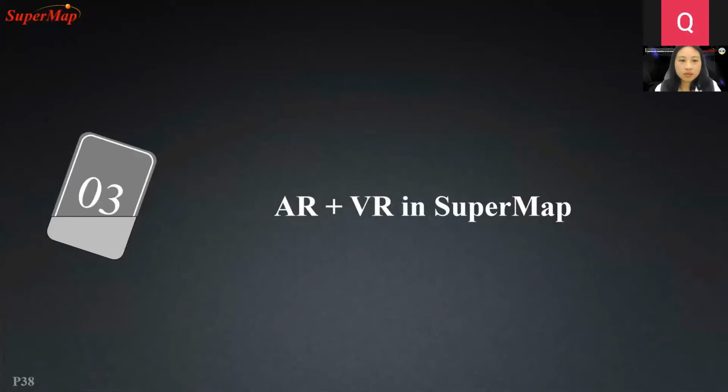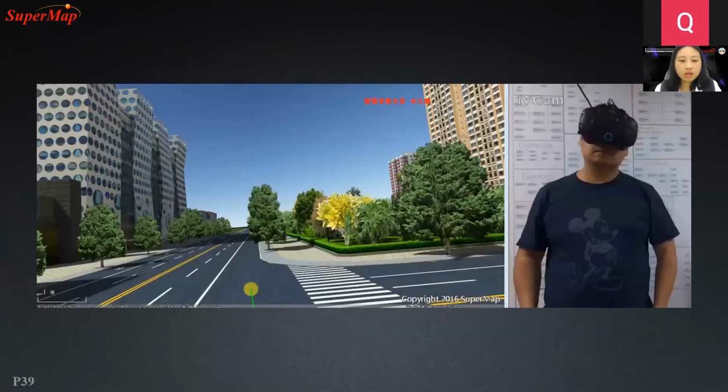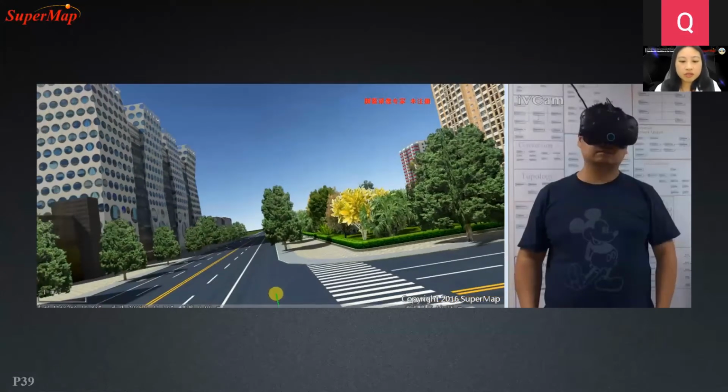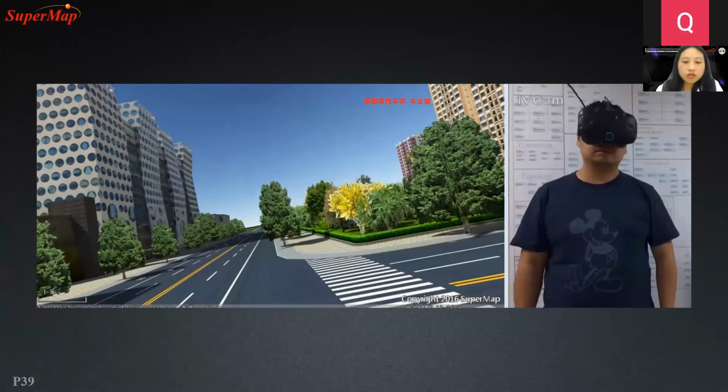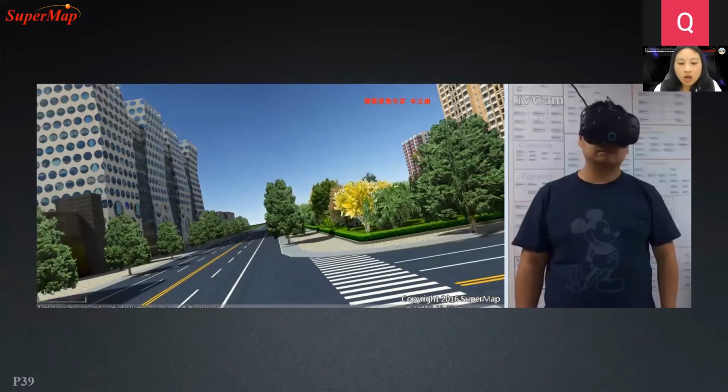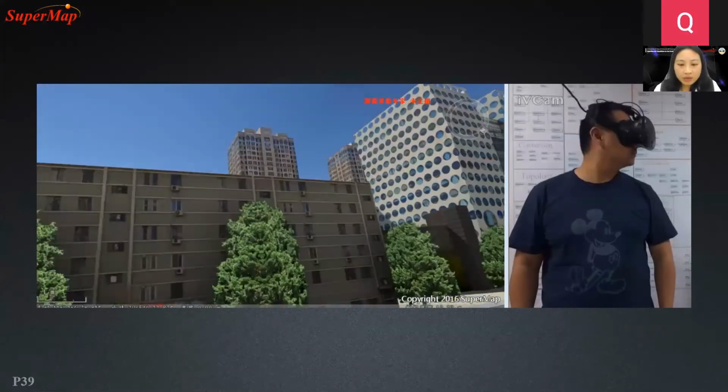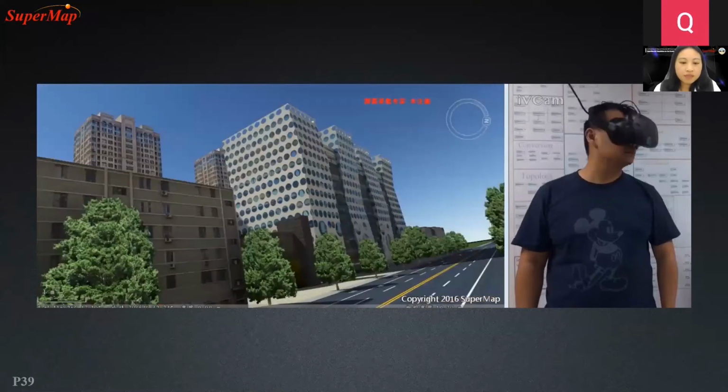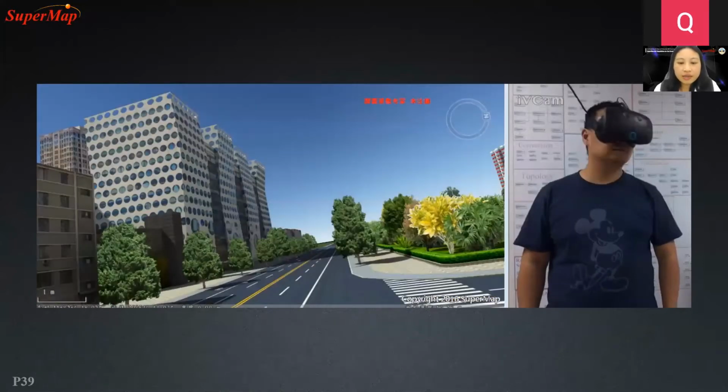Then let's move to the third part, AR and VR in SuperMap. Here we also combine the newest virtual reality and augmented reality technology with GIS. Let's look at this example of VR.